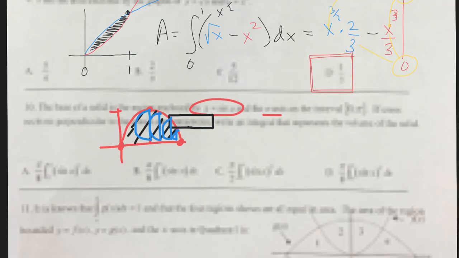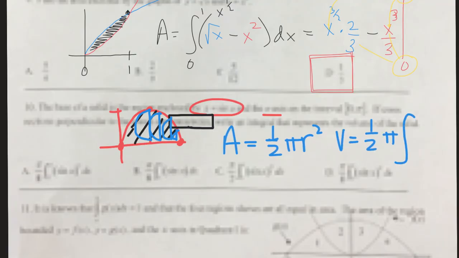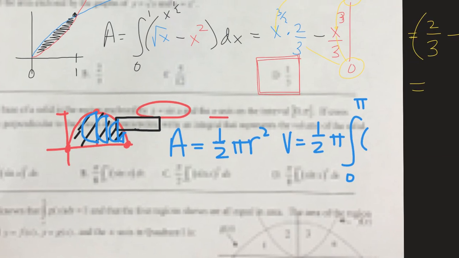First of all, what's the area of a semicircle? It's half of pi r squared, right? So that's the formula that we're dealing with in the first place. So volume is 1/2 of pi times the integral from 0 to pi of the radius of our semicircles squared.